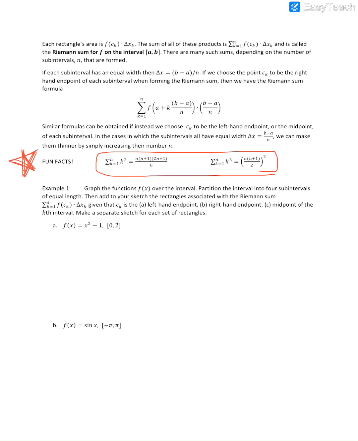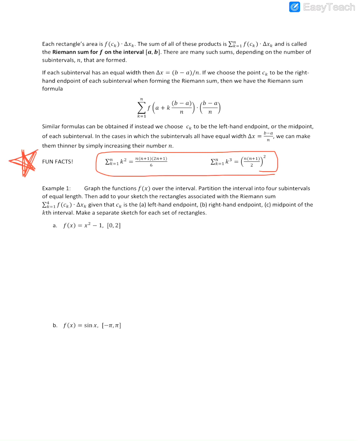All right, we're going to try number 1. We're going to graph the functions over the interval. We're going to partition them into 4 subintervals of equal length. And then we are going to add to our sketch rectangles that are the Riemann sums. And we're going to make 3 drawings. We're going to do the left-hand endpoint, the right-hand endpoint, and the midpoint of the kth interval for each rectangle. All right, here we go.